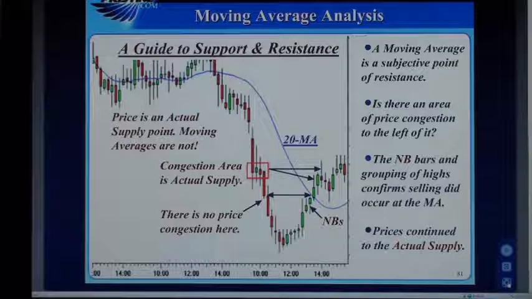In this example, you can see as prices moved up toward the 20 MA, the range of the candle bodies did contract, so momentum did begin to slow, but then prices pushed up above that 20 MA. There was no price congestion to the left of it. And as prices came up to the area of congestion noted in the red square, you see the momentum stalled again, and then prices began to pull back again.